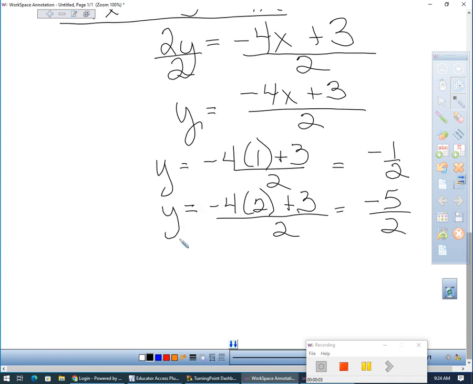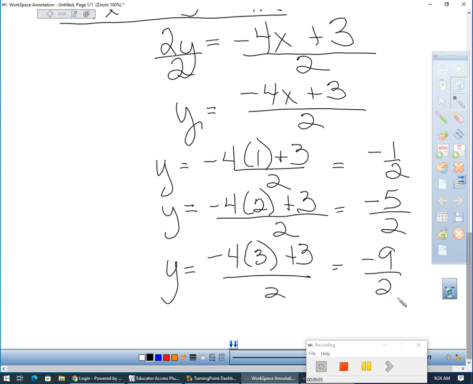And the last one, we've got to plug in 3. Y equals negative 4 times 3 plus 3 divided by 2. So negative 4 times 3 is negative 12. Plus 3 is negative 9 divided by 2. All right, so you should have 4 things for your answer. You have this one for your first answer, and then you're going to have 3 values you plug in. That's for your first 4 problems.